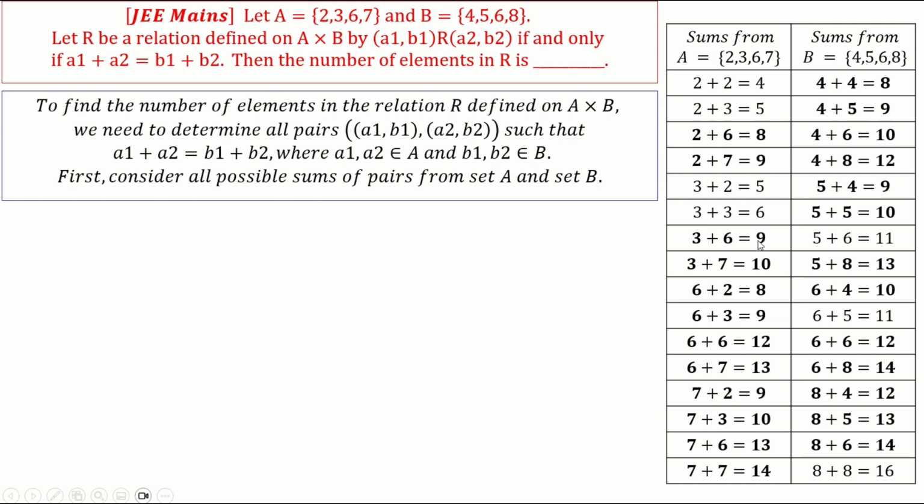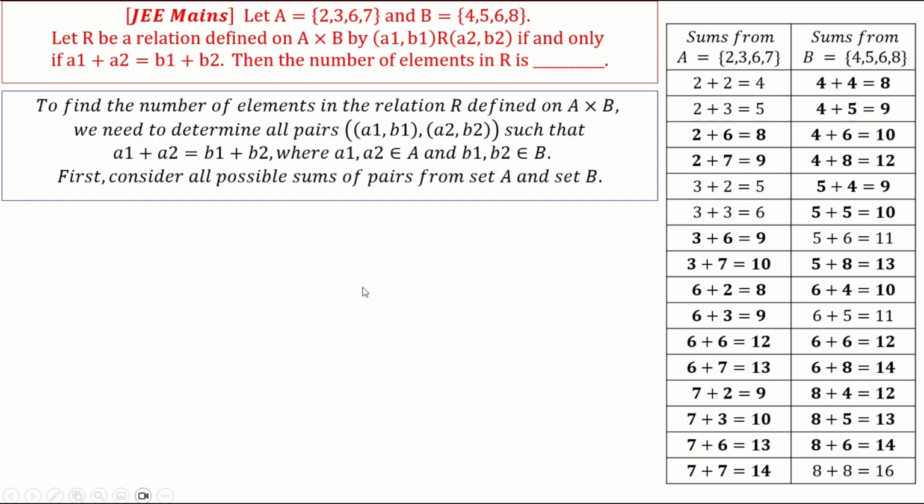That is 8, 9, if you take, correct? 8 is on both sides, 9 is on both sides, 10 is on both sides. So these elements are possible in this relation R. R can have these values where the equality is there on both sides. Okay, sum of two elements equality is there.